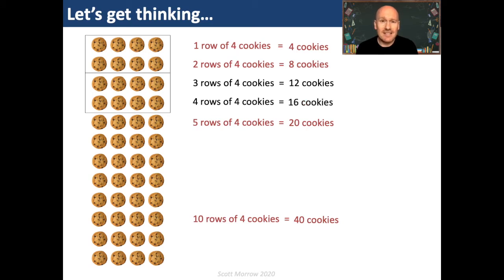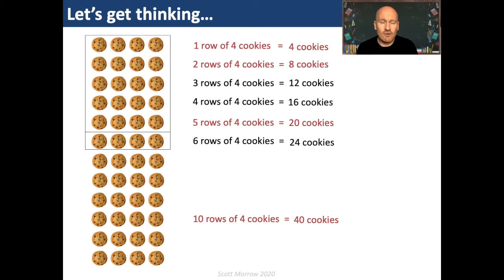What about 6 rows of 4? Well, again, I could go through it 1 at a time. It's taking me longer and longer each time I do this. 4, 8, 12, 16, 20, 24. But I can also see that in 5 rows I've got 20 cookies and I'm just adding an extra 4. So I can start at 20 and add 4 to get 24.